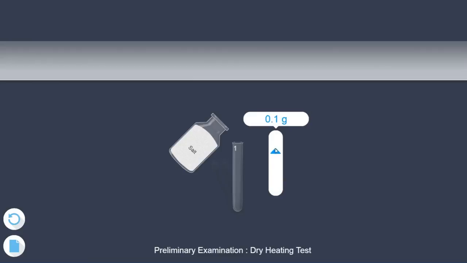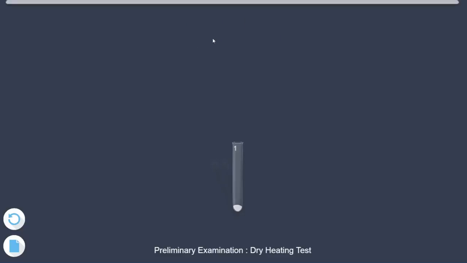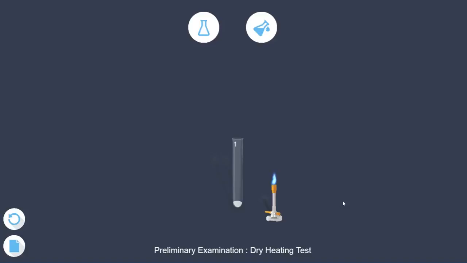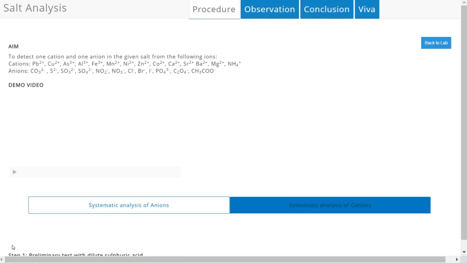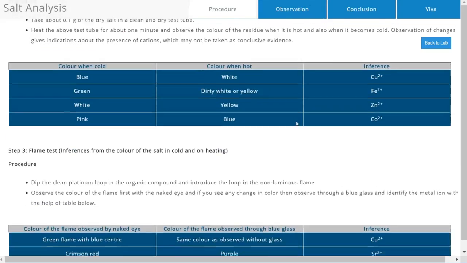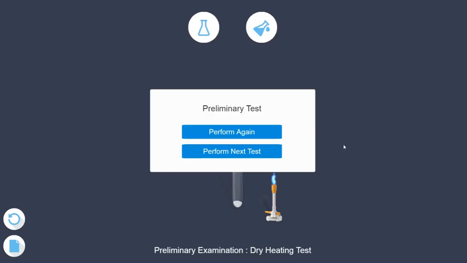Take a test tube. Add 0.1 gram of salt to it. Heat the above test tube for about 1 minute and observe the color of the residue when it is hot and also when it cools. Since there is no change in color, it does not belong to any of these ions.